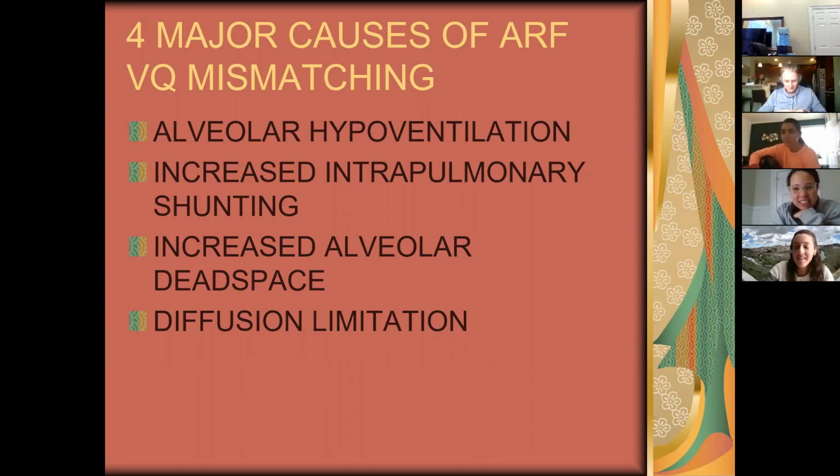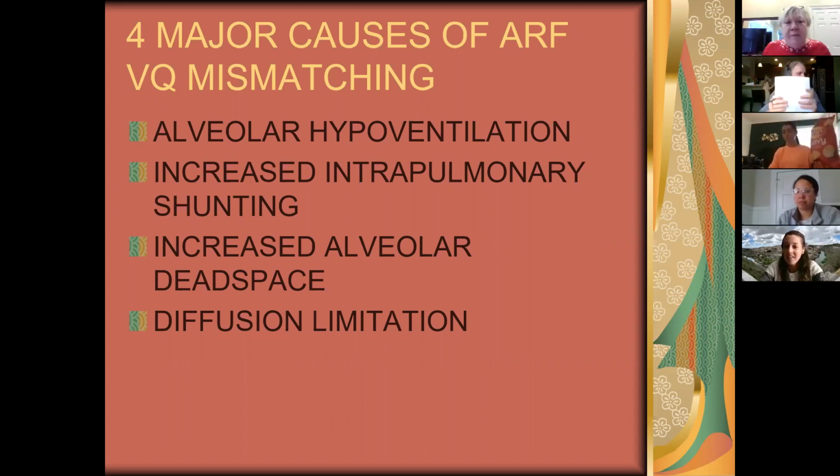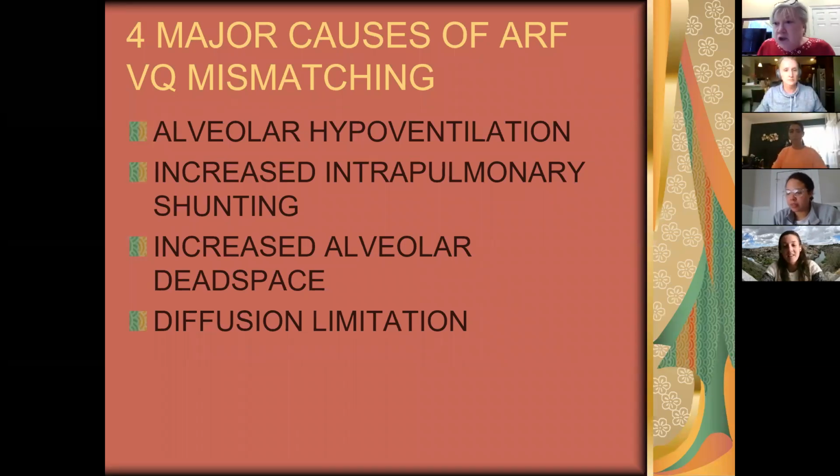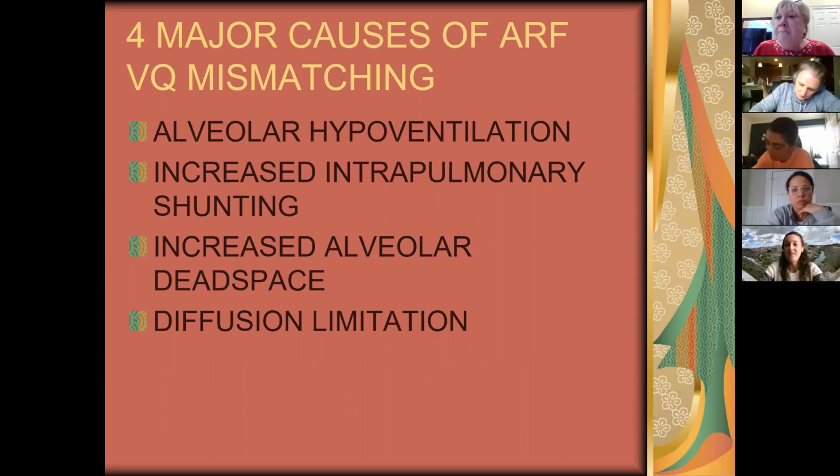Okay, I'm back. All right, let's get started. Okay, so we're going to talk about these 4 major causes of VQ mismatching. Now, I don't know if you've ever heard of VQ mismatching, but V stands for ventilation. Q stands for perfusion. So you have to have a working ventilatory system to have good oxygenation, and you have to have a good circulatory system, good perfusion. If you don't have them, then you're going to have a mismatching.